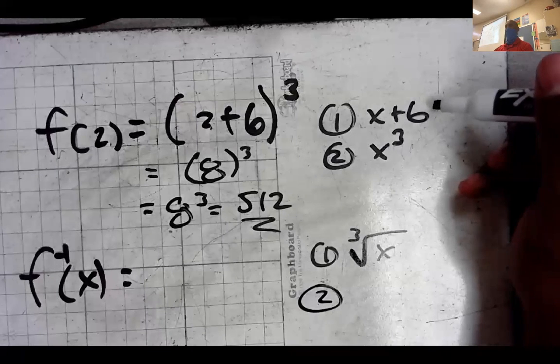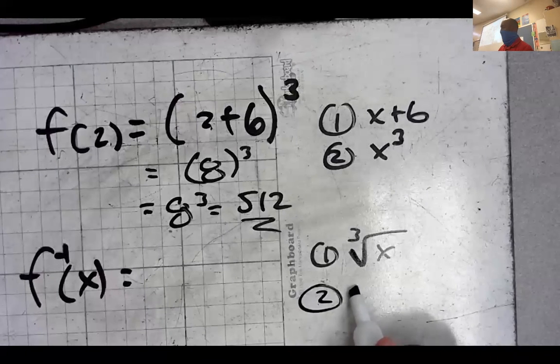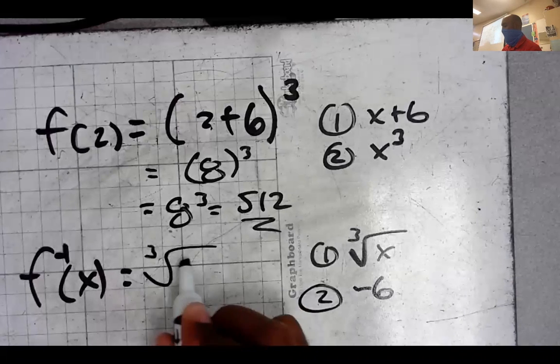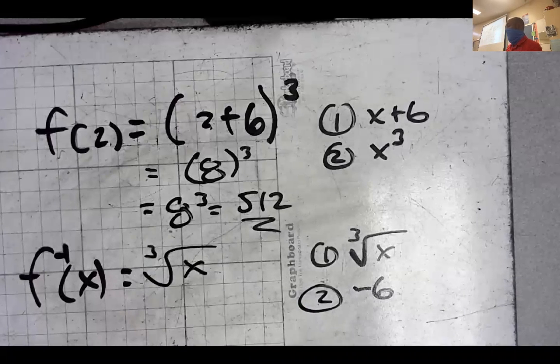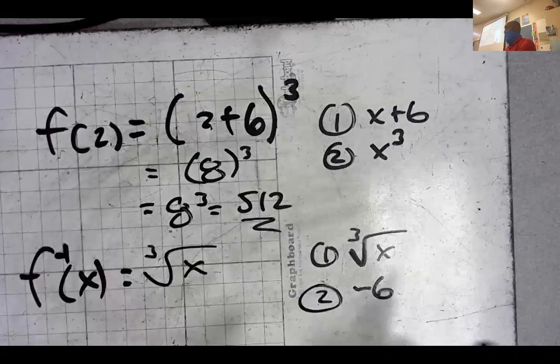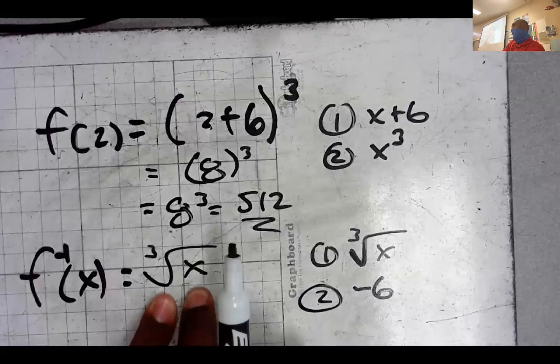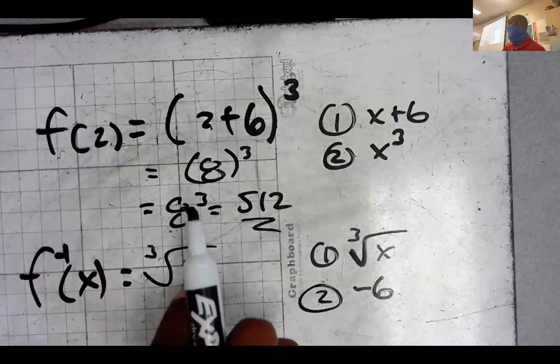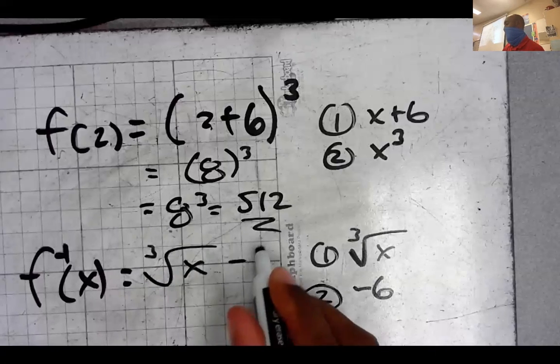And then what's the opposite of adding 6? Subtract 6. So my first step now is going to be the cube root of x, and then subtract 6. Now what's important is first I'm doing the cube root of the number. So don't put the plus 6 inside there. Keep it on the outside, separate.